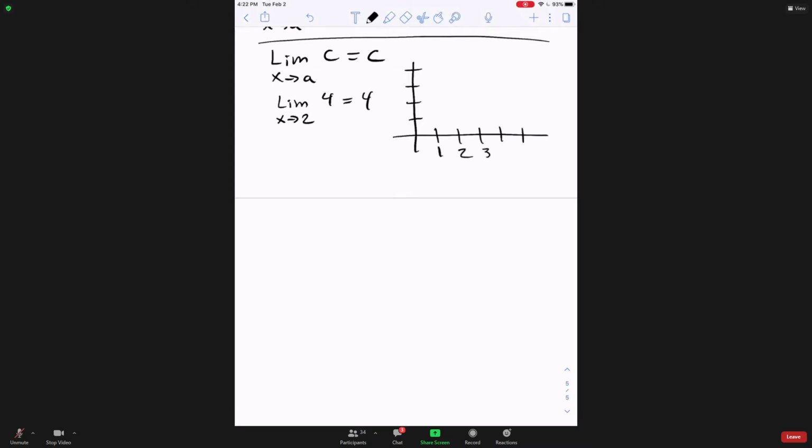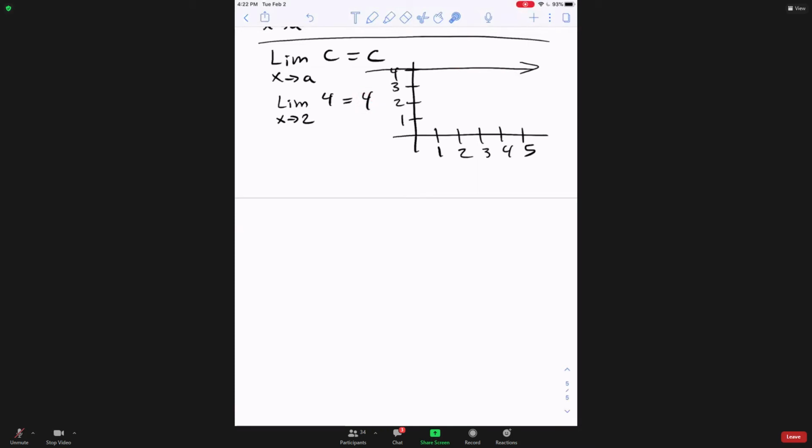One, two, three, four, five. One, two, three, four. So y equals four, the constant function four, looks like this. The limit as x approaches two of the function four is four. It doesn't really matter whether you're approaching two from the left or the right. You see the red dot there? As you approach x equals two from the left and right, the answer is going to be four.